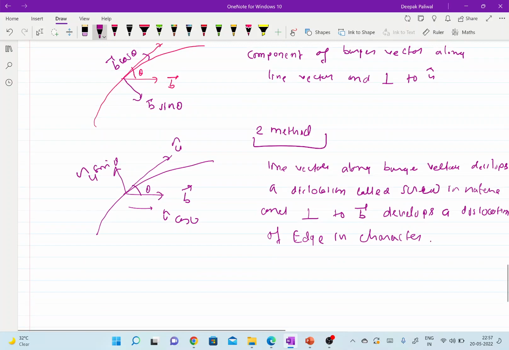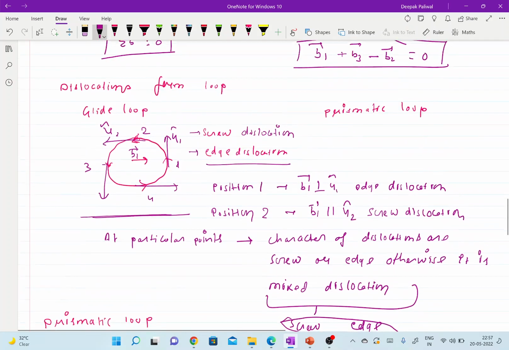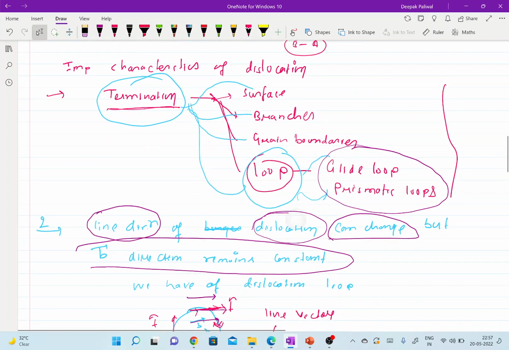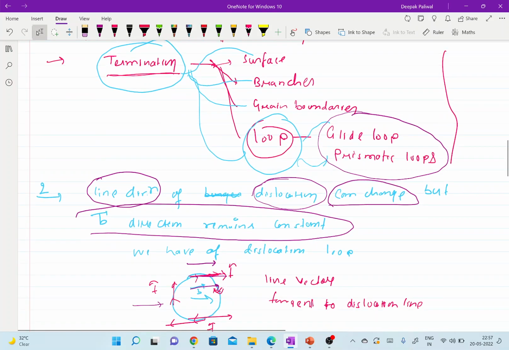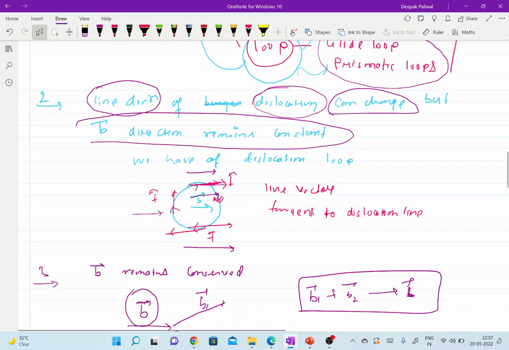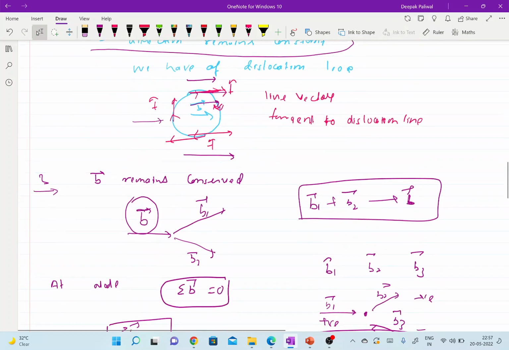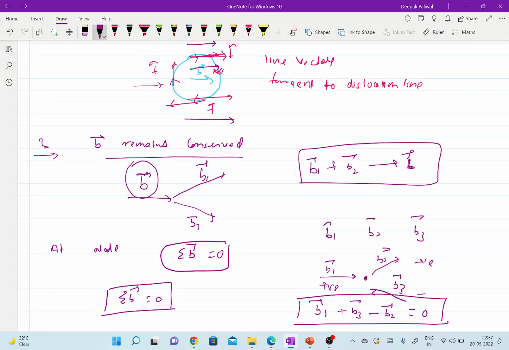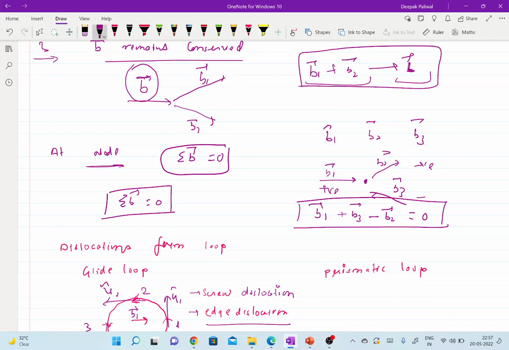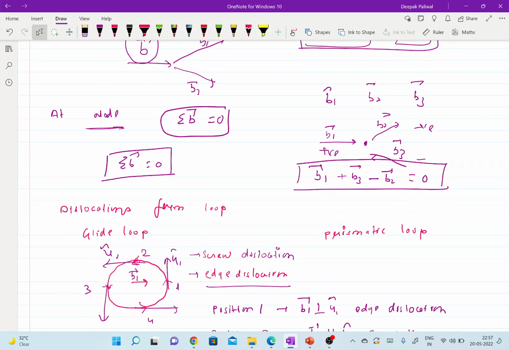Okay, so here we have understood the various characteristics. Briefly, the termination of a dislocation never happens inside the crystal. The line direction of any dislocation can vary, but the Burgers vector direction remains constant. Burgers vector magnitude remains conserved: whether the Burgers vector splits into two, if we take the sum, it will come to the original Burgers vector. And at a node, when we sum all the Burgers vectors, it comes to 0.